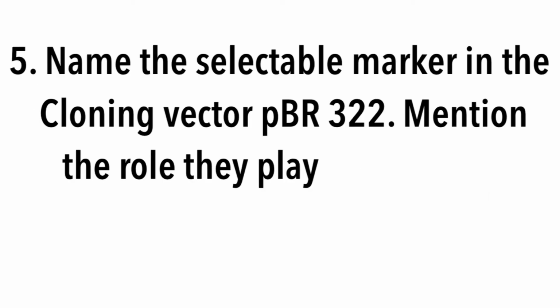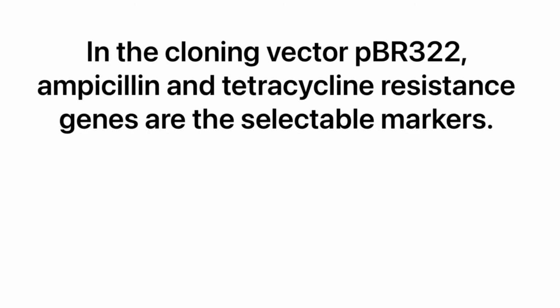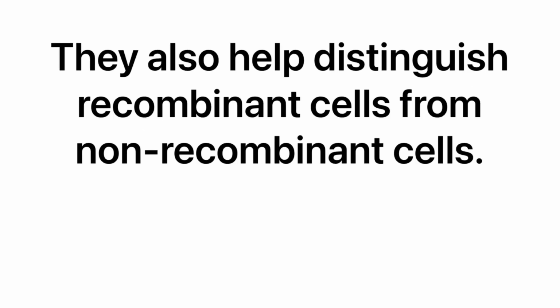In question number 5, name the selectable marker in the cloning vector pBR322. Mention the role they play. Very important, children, the role of pBR322 as well as all the vectors, study them very well for your board examination. Let's see the answer. In the cloning vector pBR322, ampicillin and tetracycline resistance genes are the selectable markers. They also help distinguish recombinant cells from non-recombinant cells.